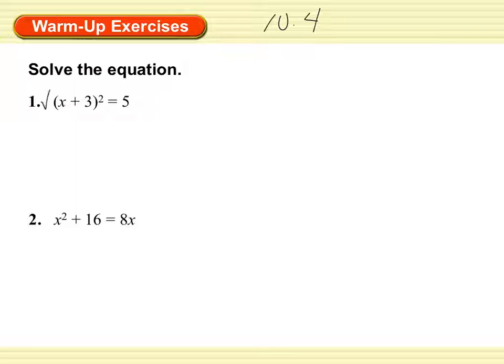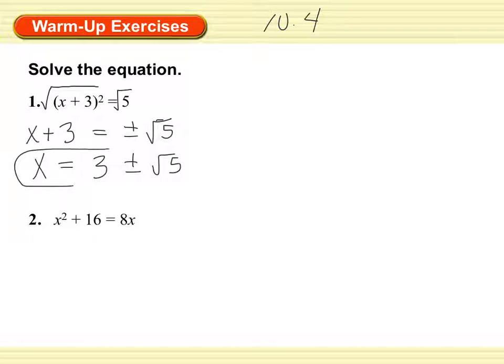When you have a nice, neat little binomial on the left that's squared, you can actually take the square root of both sides, which means we have x plus 3 equals plus or minus square root of 5. Subtract 3 from both sides, we have negative 3 plus or minus the square root of 5, and that's our solution.